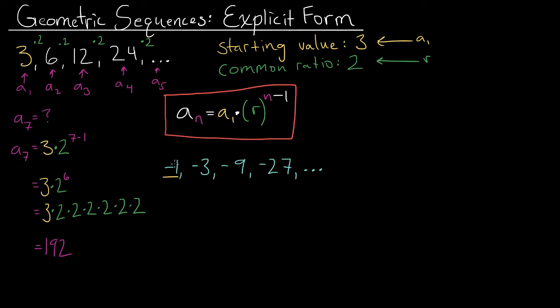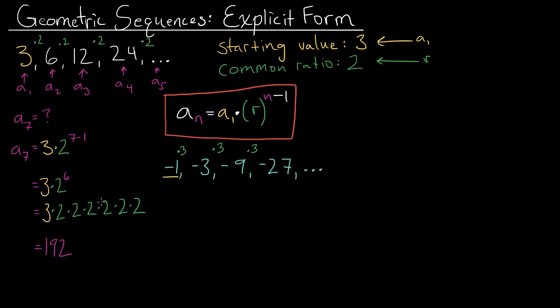So what is the number that I need to multiply by in order to go from one step to the next here? So -1 times what is equal to -3? Well, -1 times 3 is equal to -3. And then -3 times 3 is equal to -9. And -9 times 3 is equal to -27. So my common ratio here is 3. My starting value is -1.